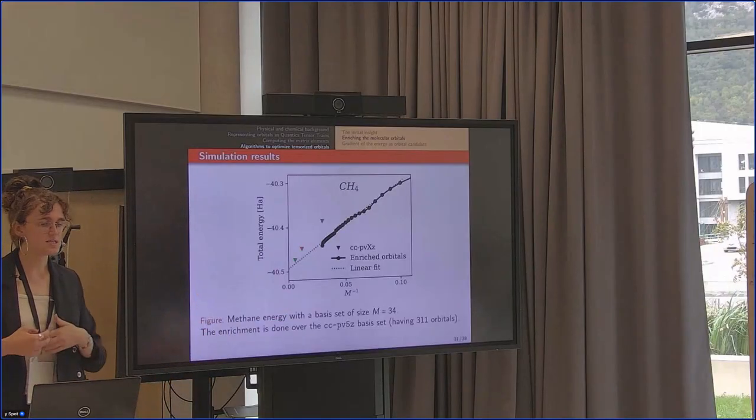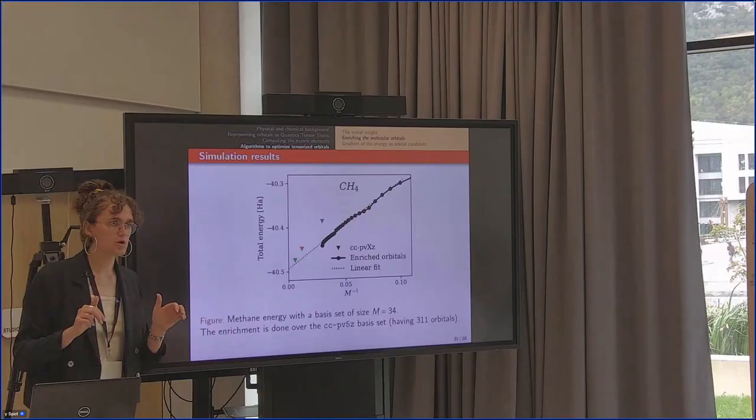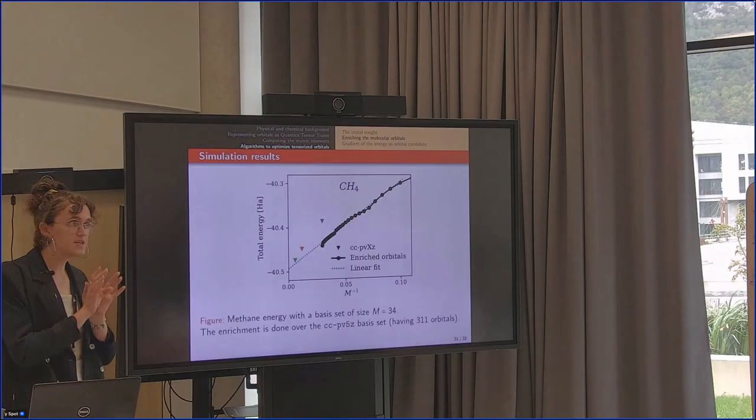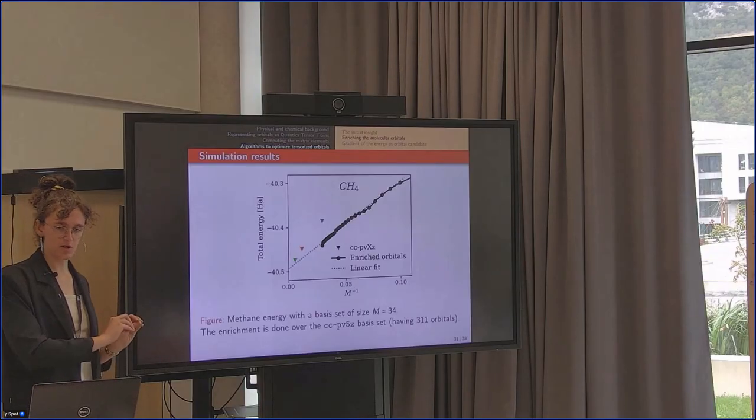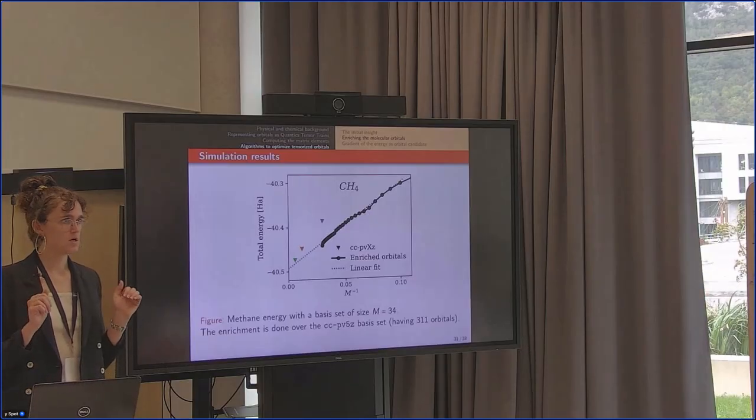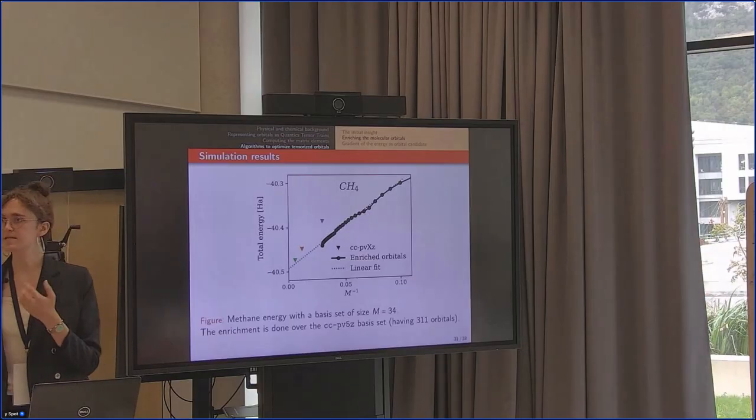What we did is feed with this enrichment algorithm the 5Z basis set, which has 311 orbitals. So 311 orbitals, we cannot compute with the solver that we are using. It's completely impossible. But we are feeding it little by little to this enrichment algorithm. And what we want is to have the best basis set with a size m equals 34.